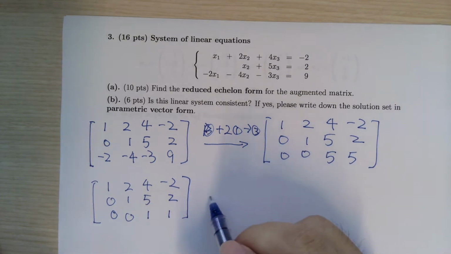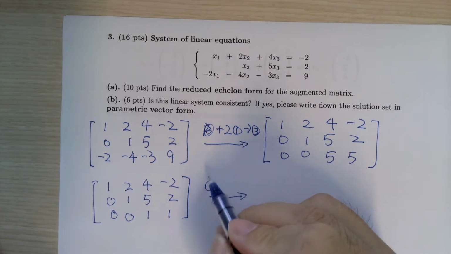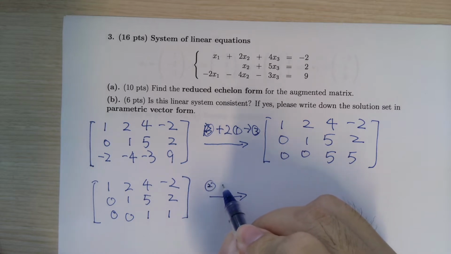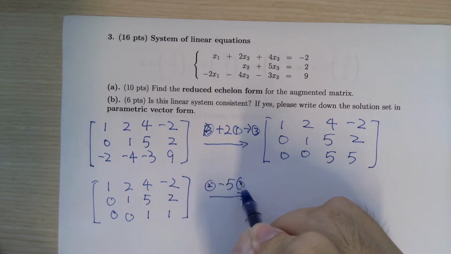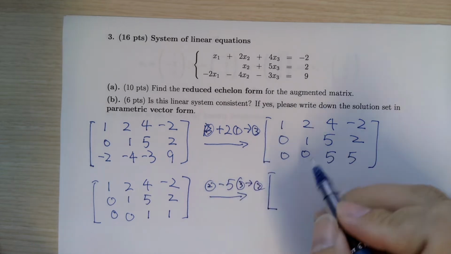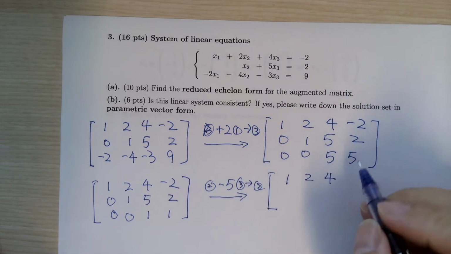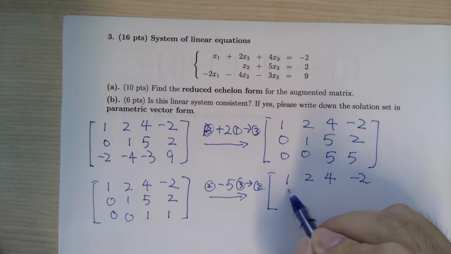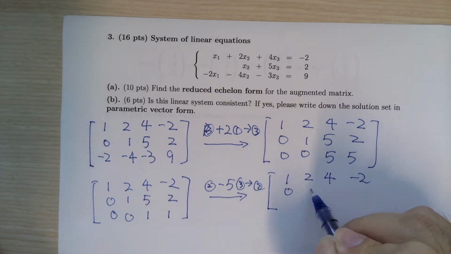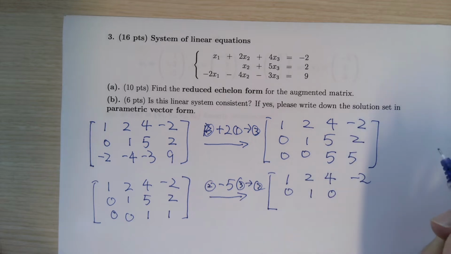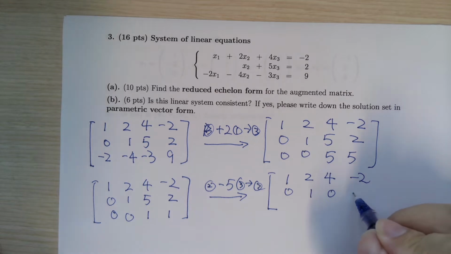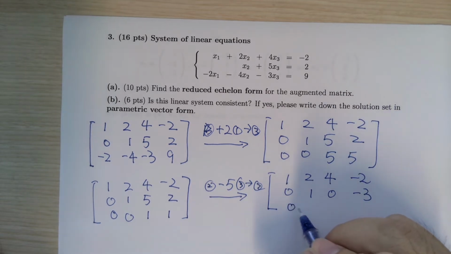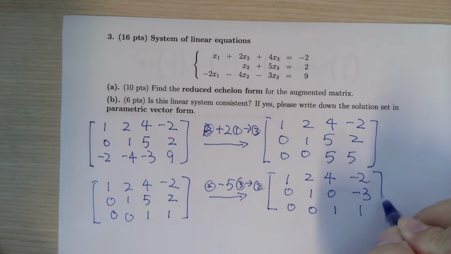And if we use row 2 minus 5 times row 3 as the new row 2, that gives us 1, 2, 4, negative 2, then 0, 1, 0, so it's going to give us negative 3, 0, 0, 1, 1, right?